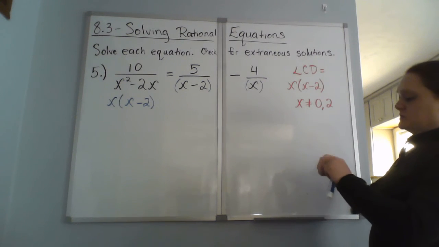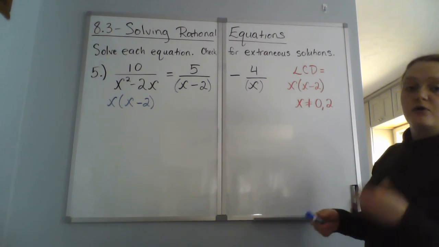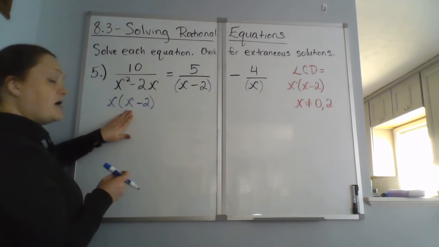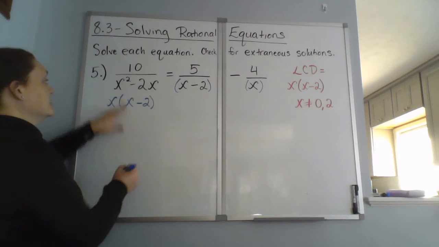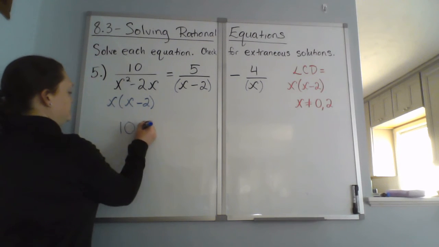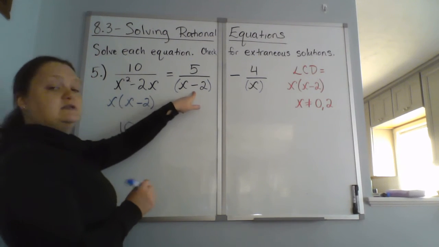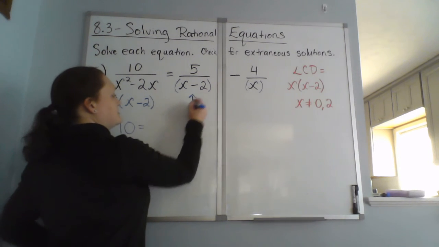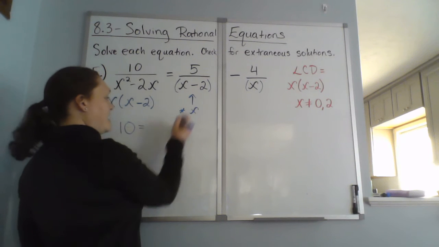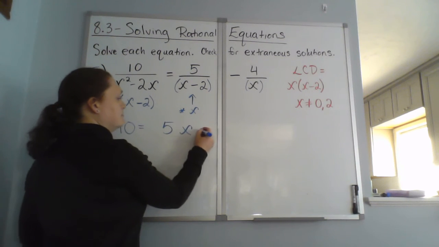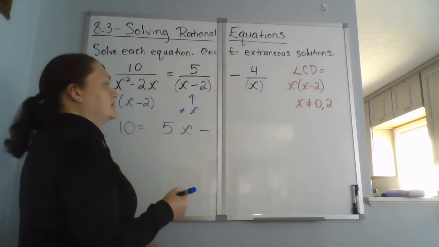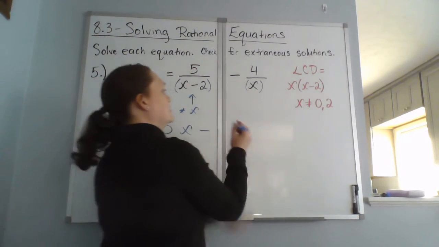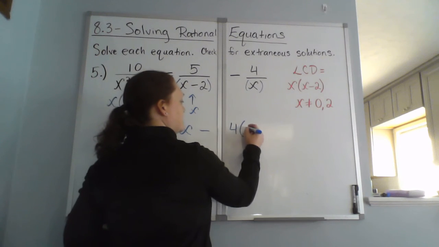All right, so let's see what happens when we go through and try solving. This first one doesn't need to be modified because it already has the common denominator, so I'm just going to copy down that 10. What do we need to multiply this by to get it to be x times x minus 2? We need to multiply this by x, so that 5 is going to become a 5x minus. And then over here, we have the x, we're missing this x minus 2, so I'm going to write minus 4 times x minus 2.